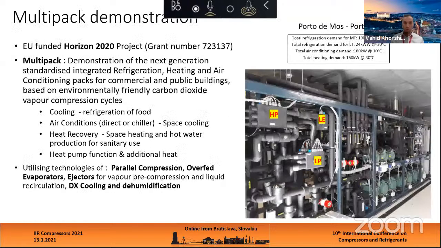So the project that we have been working on and the installation has been the CO2 transcritical system. It's been an integrated refrigeration, air conditioning, and all together also with the heat recovery and heat pump functions. And the system that we had consists of several technologies that are state-of-the-art technologies of CO2: power compression, overfed evaporators, and ejector for pre-compression and liquid recirculation. And also we had functions of direct expansion cooling and dehumidification.